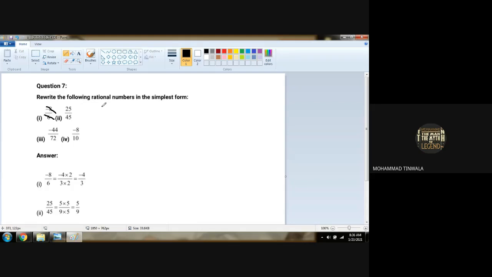Yes. 2 is the common table. So 2 4s are 8, 2 3s are 6. Now can we divide this with each other? No. So this is our answer. See, this is our answer. Understood? Yes, understood. Any doubt with this sum, boys?